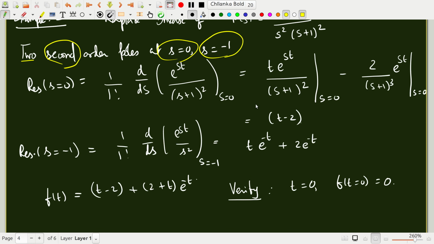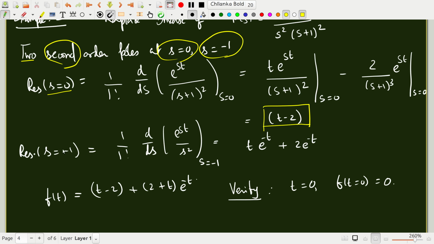Now if you know the earlier formula that we wrote down for finding the residue for higher order poles, you have to take the first derivative of e to the st. Now you have to multiply it by s squared if you want to find the residue at s is equal to 0. The s squared will cancel this 1 over s squared, and then you are simply left with 1 over s plus 1 the whole squared. This has to be evaluated at s is equal to 0. So you have to differentiate by parts: first keep this constant and differentiate this, and then keep this constant and differentiate this, and evaluate at s is equal to 0. The residue at s is equal to 0 will turn out to be t minus 2.